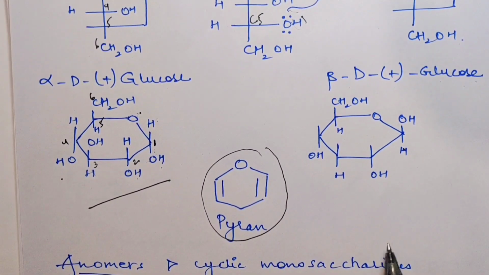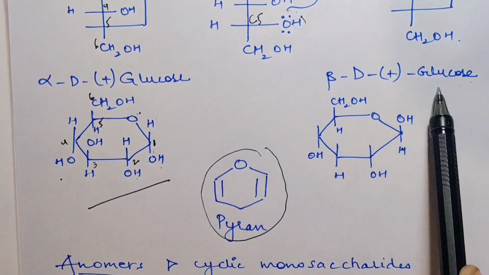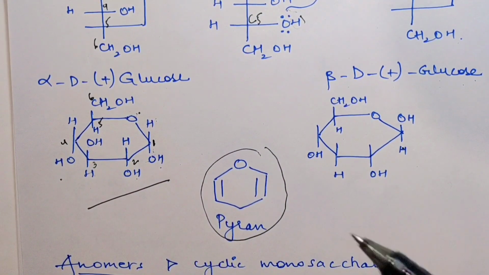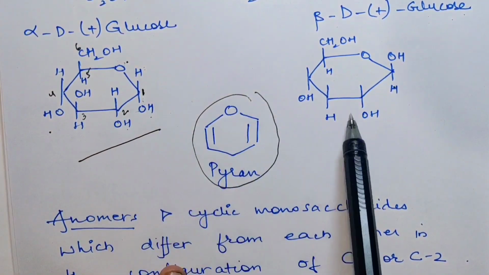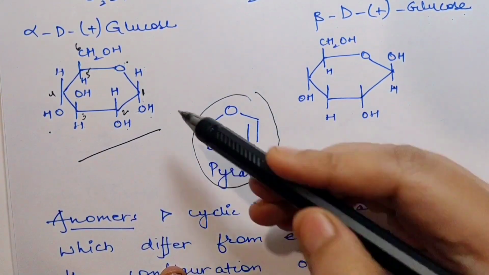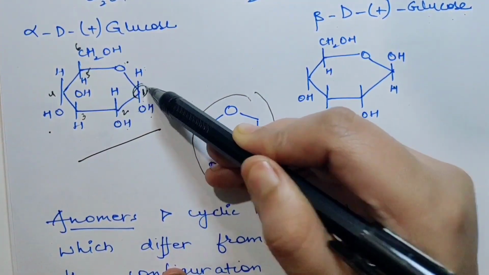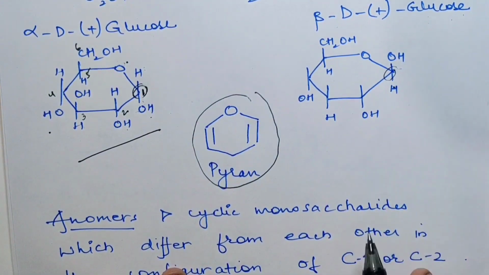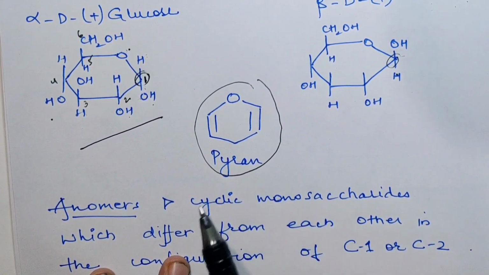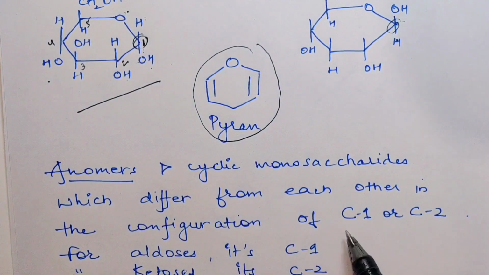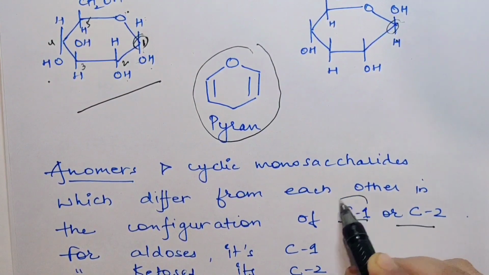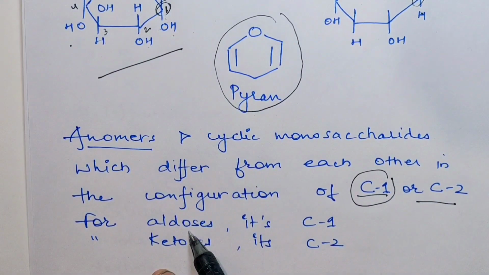Now, what is the relationship between alpha D glucopyranose and beta D glucopyranose? They are called anomers. Why? Because they are essentially the same compounds. They only differ at the configuration at C1. Rest everything else is the same. So that is the relationship between them. Any cyclic monosaccharides which differ from each other at the configuration of either C1 or C2 are anomers: C1 specifically when we are talking about aldoses, and C2 when we are talking about ketoses. This we shall see in a while.